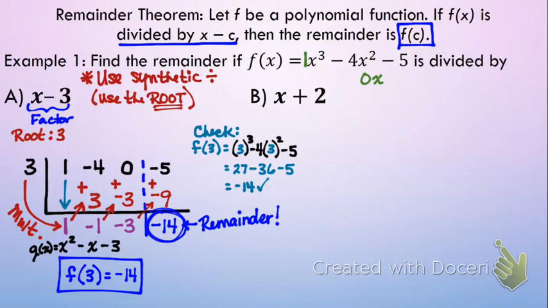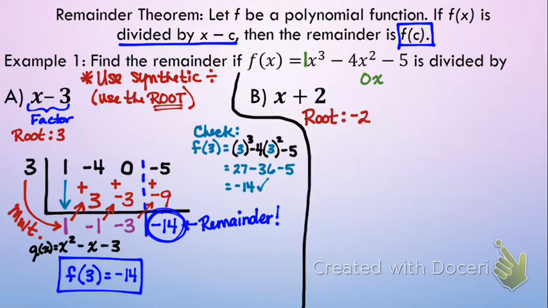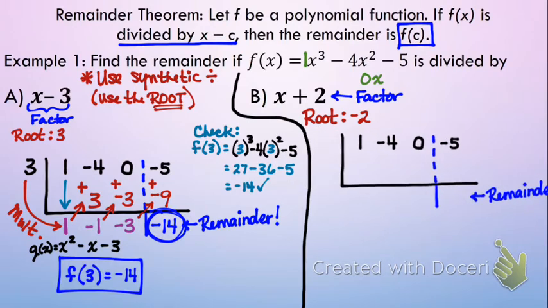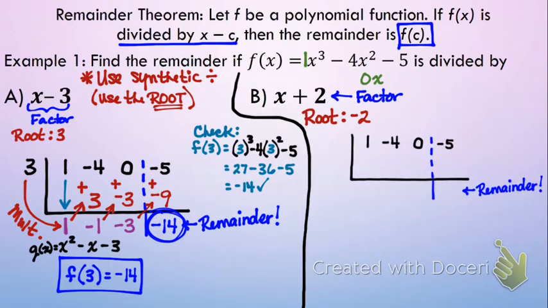All right. Let's do part B. Same polynomial, different root. What is our root this time? X plus 2. That's my factor. -2. Remember, this right here is a factor. Root is where it would touch the x-axis at. All right, so I'm going to have -2 on the outside.